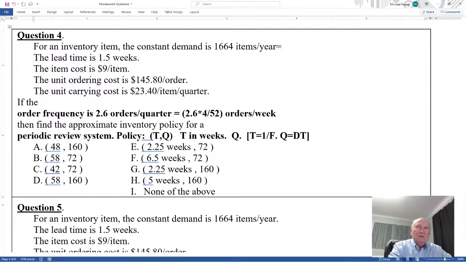Okay, so that's going to be 1664. If that's how many per year, then what's my demand per week? You divide by 52 again. And this would be items per week. Let me bold that.